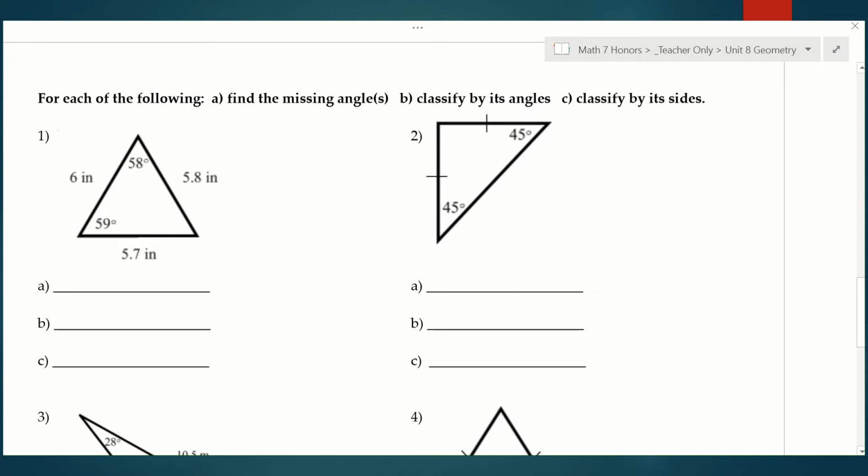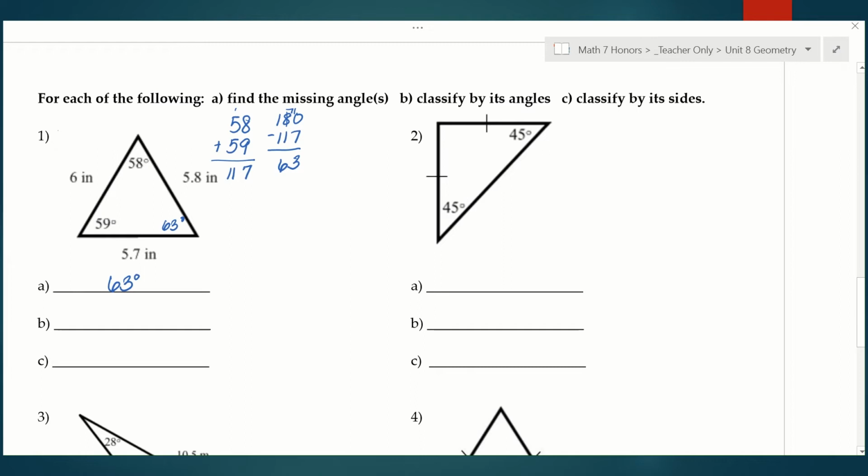So if you look at number one, I know two of the angles in that triangle out of three, and so I want to find the third one, the missing one. What I can do is I can add the two that I have, 58 plus 59, which is 117, and then to find how much more I need to make 180 degrees, I would subtract. And so I would get that that missing angle is 63 degrees.